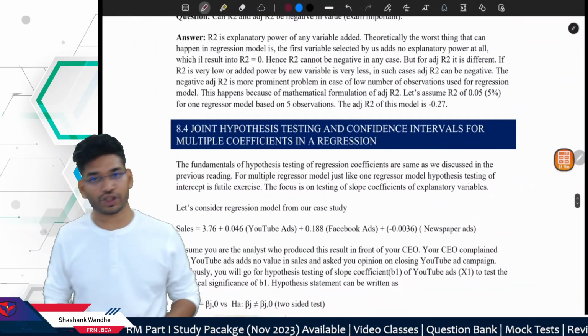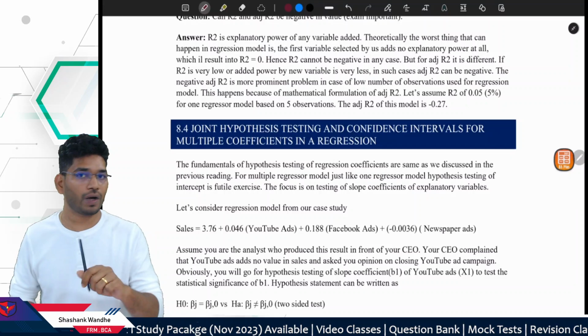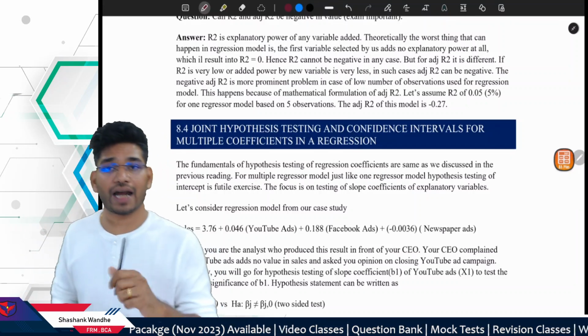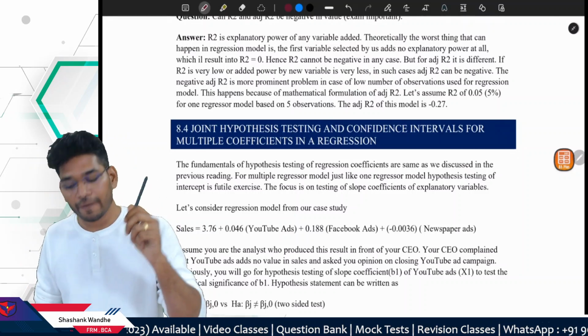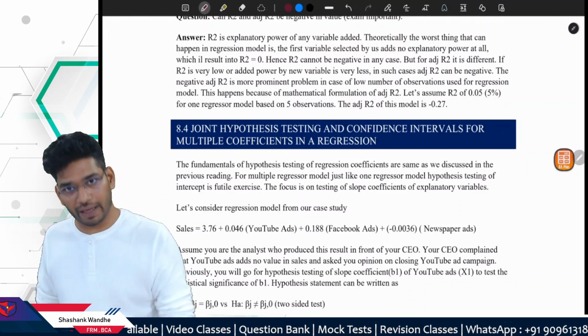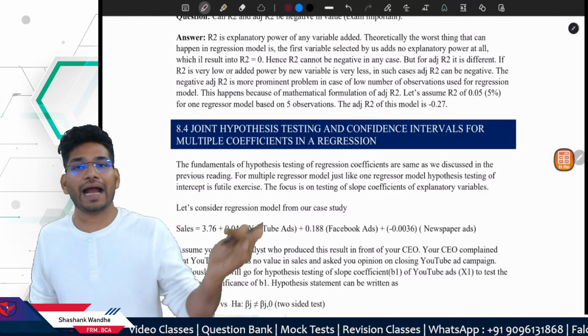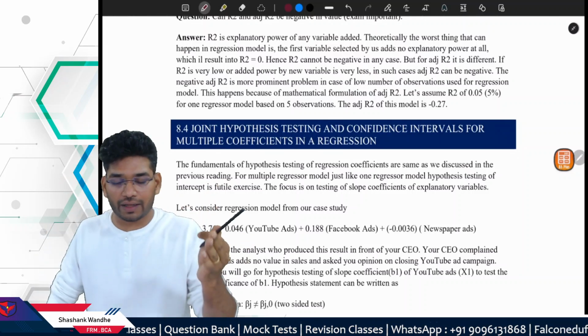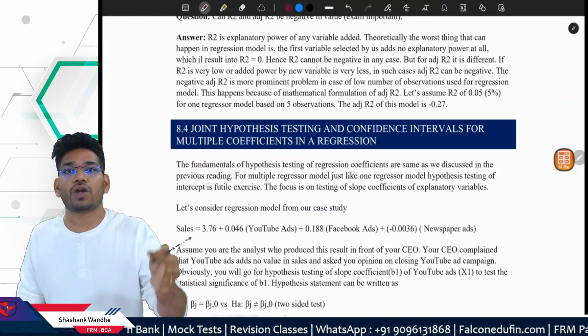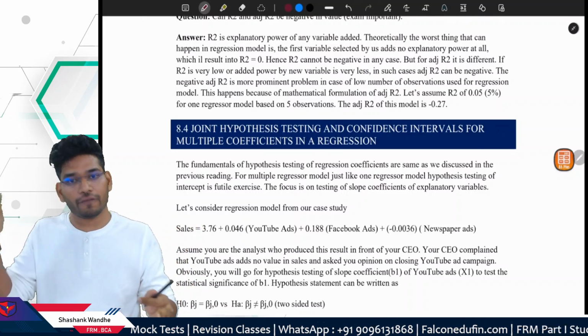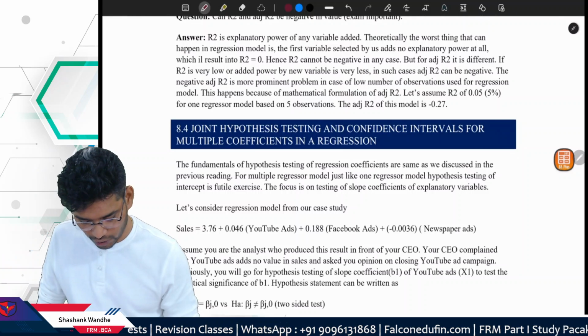Here is a very important question: can R square be negative? No, R square cannot be negative. Second question: can adjusted R square be negative? Yes, adjusted R square can be negative when the R square is very low, first condition, and the extra variable which we are adding into the model is not explanatory of the dependent variable. This is what you need to remember.